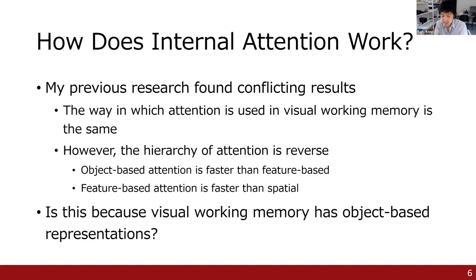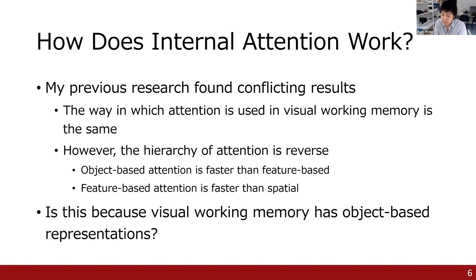Before joining WIAS, I had some previous research looking at this. I don't have time to go into too much depth, but in summary, what I found was that the way in which we use attention doesn't really differ. There's not much change between attention in perception and attention attending towards visual working memory. All the rules, or the hallmarks of attention, are still the same. The basic hallmarks are that the more you have to pay attention to, the slower you are doing it, and you can only focus on features. Those kinds of rules are still the same.